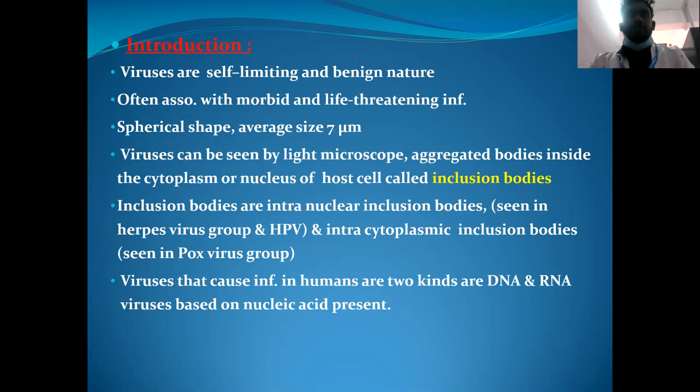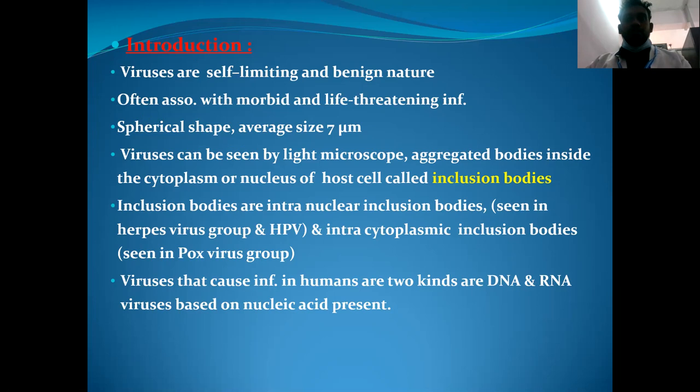So coming to the introduction, viruses are often of self-limiting and benign nature, though they are often associated with morbid and life-threatening infections. Generally they are of spherical shape. Viruses can be seen by a light microscope as aggregated bodies inside the cytoplasm or nucleus of the host cells, which are known as inclusion bodies. Intranuclear inclusion bodies can be seen with the herpes virus group and human papilloma virus. Intracytoplasmic inclusion bodies can be seen in the pox virus group.